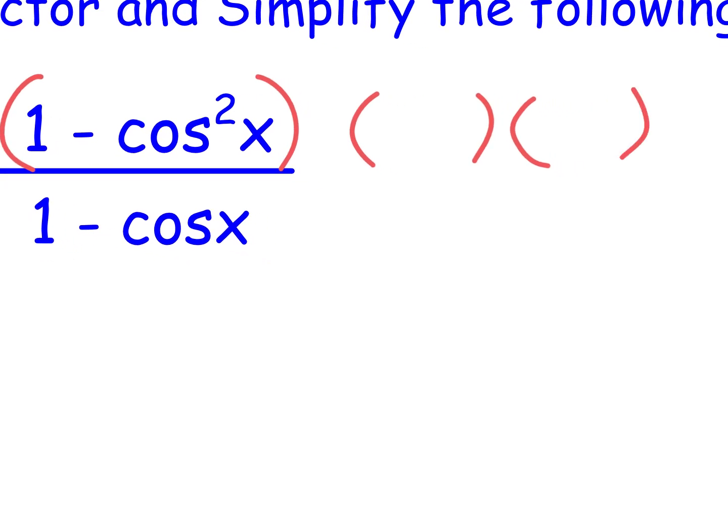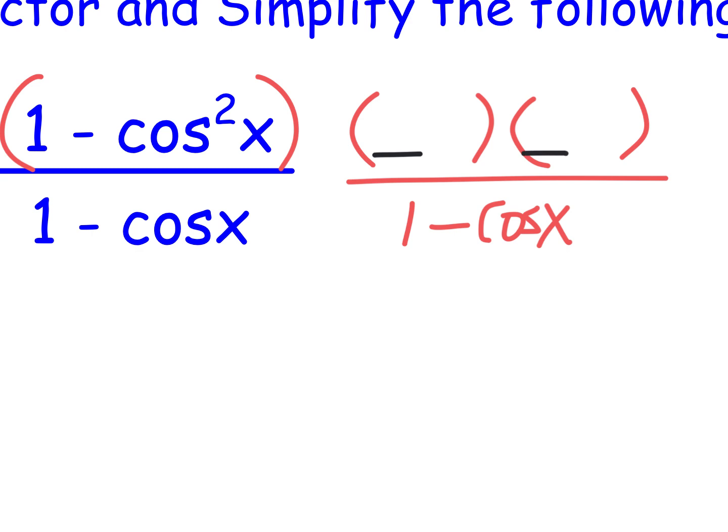Liam, what does the top factor to? Hint, one step at a time. What goes there and there? Cosine x, or 1 and 1. Yep, and then the signs. Plus and minuses. 1 plus, 1 minus. Okay, good. We know that because this is negative. And then is the cosine.